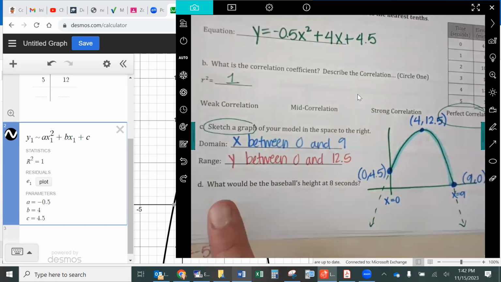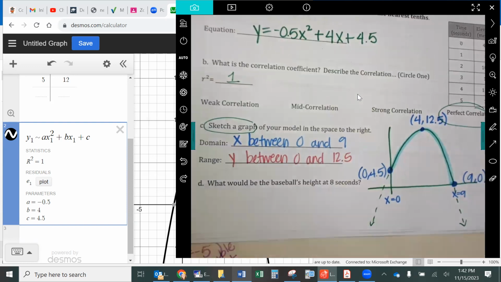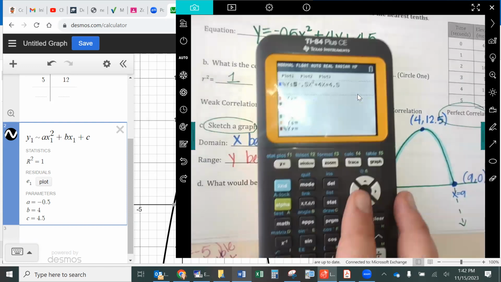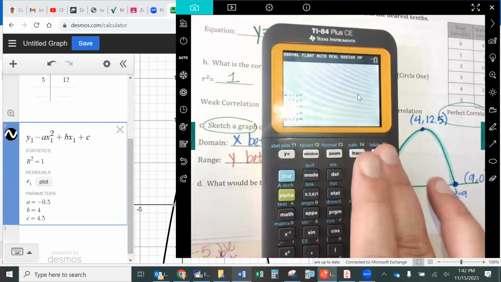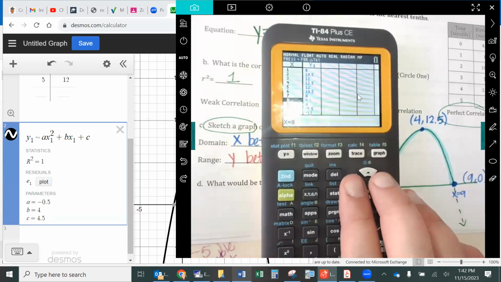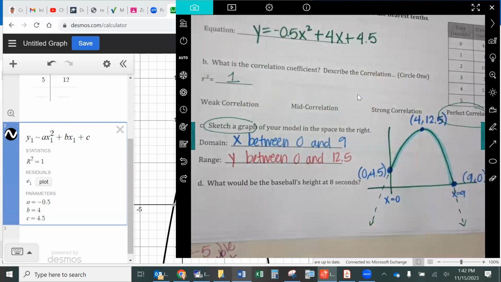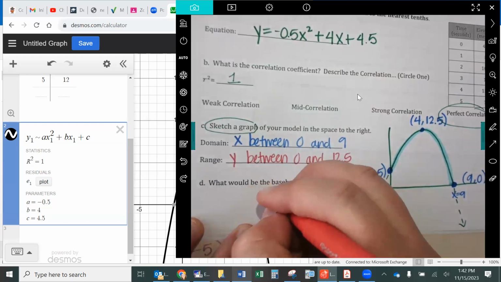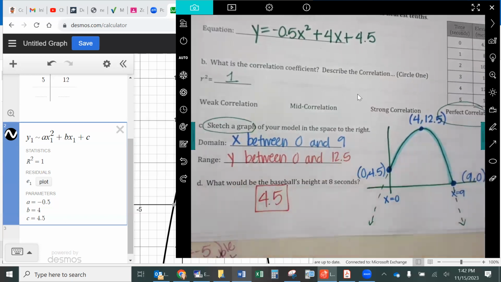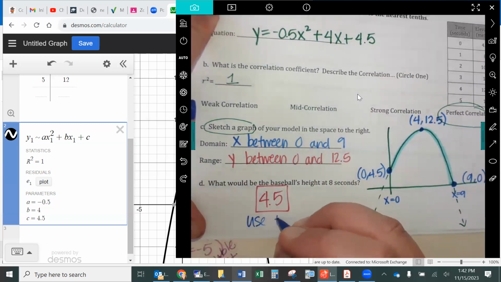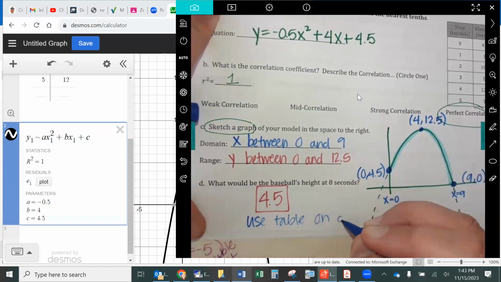So if I want, what would the baseball's height be at 8 seconds? I'm gonna type my equation in right here. And then scroll down to 8. What is 8's partner? 4.5 is correct. Okay. So for that last question, you're going to use the table on the calculator.